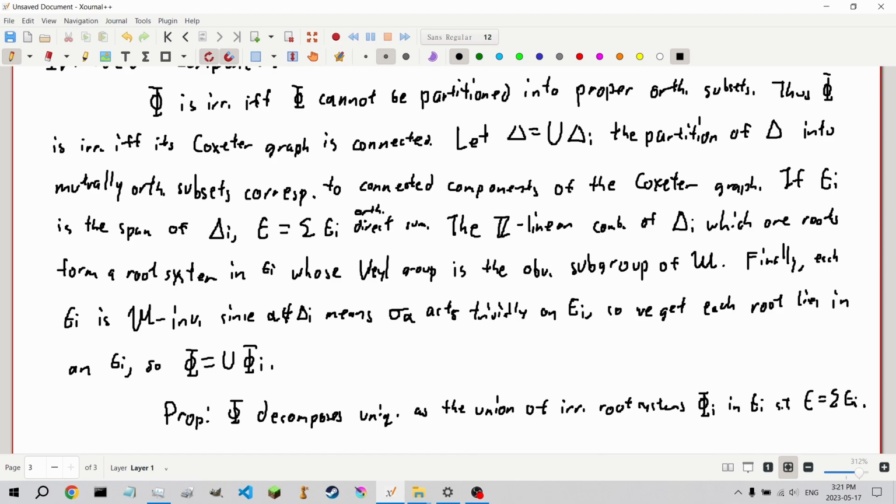Alright, so this shows that we can classify the irreducible systems by the connected Dynkin diagrams, and so that is what we are going to be doing next time.